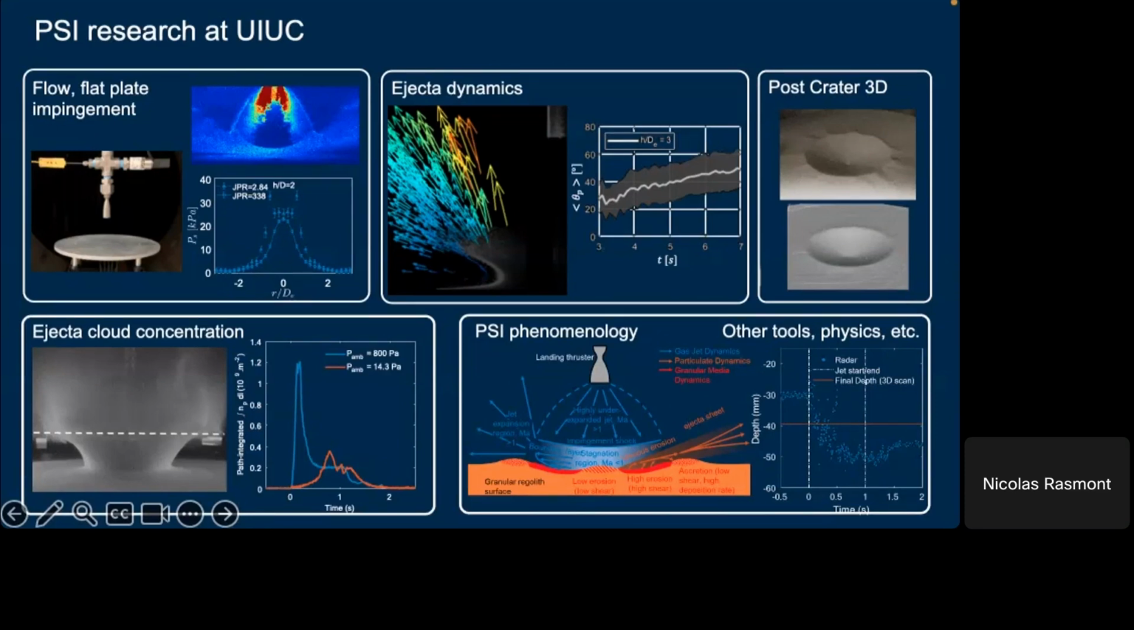Among the aspects that we're exploring, there's flow measurements using flat plate impingement and various visualization techniques, cratering and granular physics using 3D scanning of the crater. And also, what I'm going to be focusing on in this presentation is the ejecta dynamics, through the measurement of ejecta cloud concentrations and ejecta dynamics using PTV. Next slide, please.